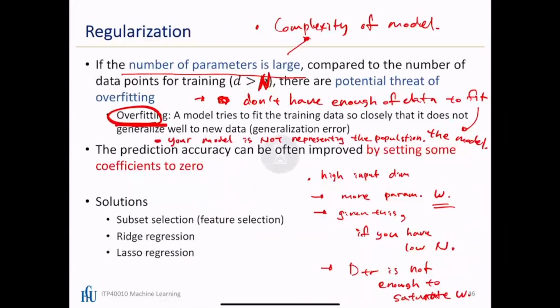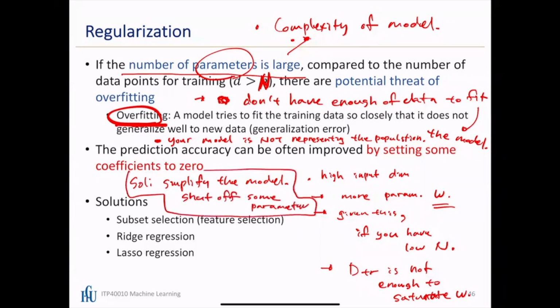Anyhow, we are talking about model complexity in terms of parameters. And maybe you don't have enough data to fit that many parameters well. So one solution is to simplify the model. In other words, maybe you can shut off some of those W values. Indeed, the slide is suggesting three different options. One is feature selection, or subset selection. We are going to talk about it later in the semester.